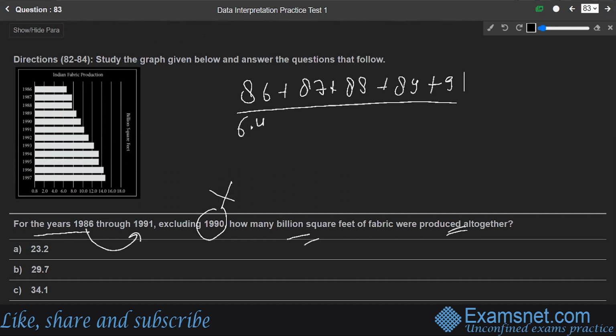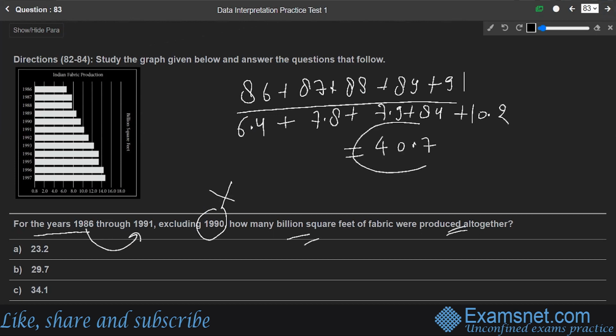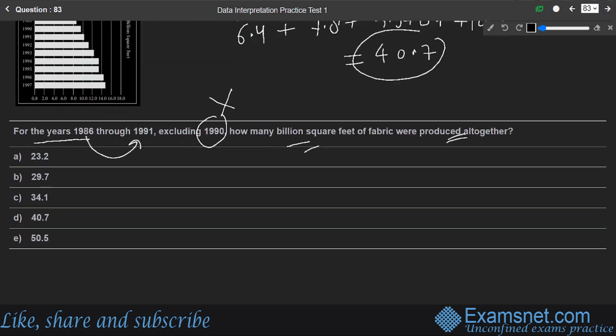The values are 6.4 plus 7.8. We are obviously approximating when the values are in between, by seeing the growth of that particular bar. 7.8 plus 7.9 plus 8.4 plus 10.2. If we add them together, this comes out to approximately 40.7. Let us see where it is available in the options. The option is provided as 40.7, option number D. That becomes the right answer.